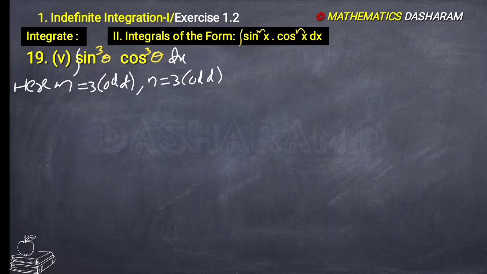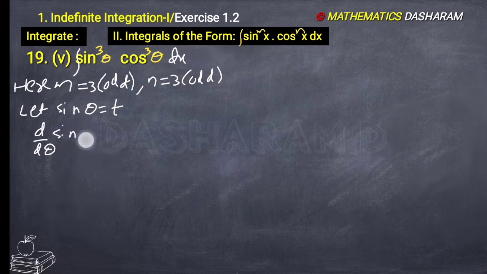When the two values are odd numbers and they are the same, then either substitute sin theta equals t or cos theta equals t, your wish. So here I am substituting sin theta equals t. Now do the derivative on both sides with respect to theta. Why? Because here the function is defined in theta.